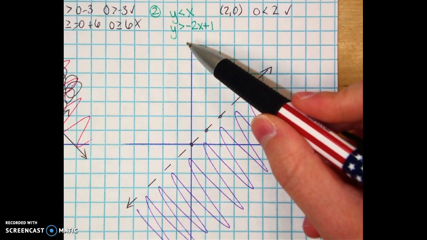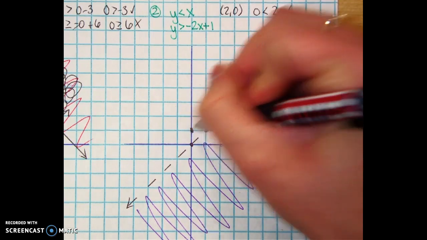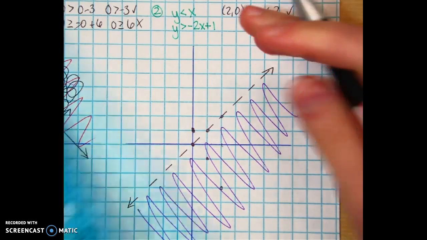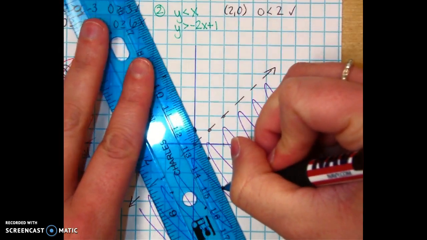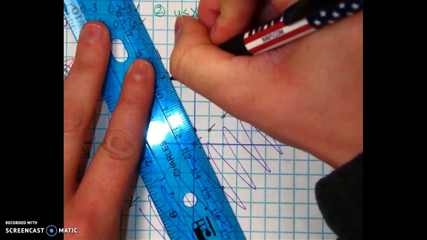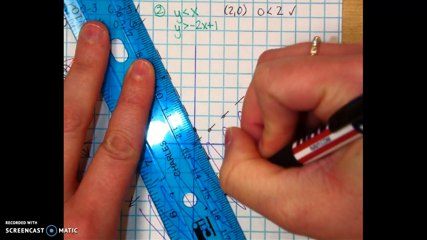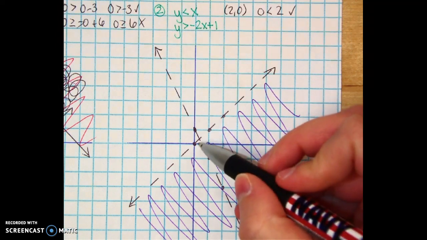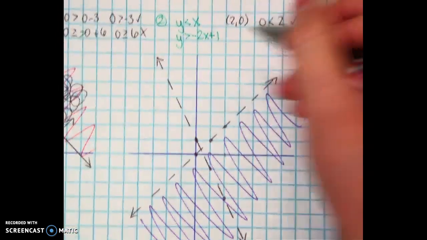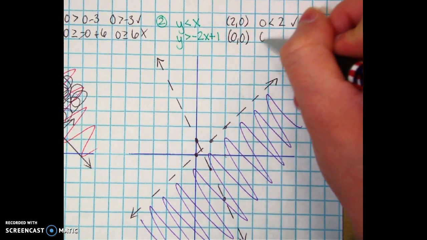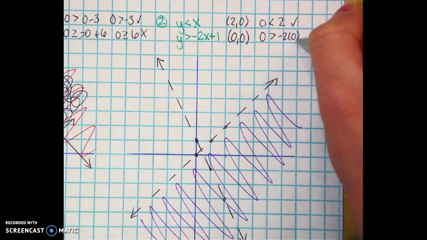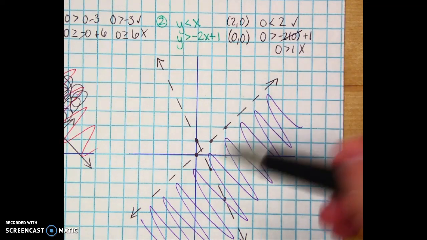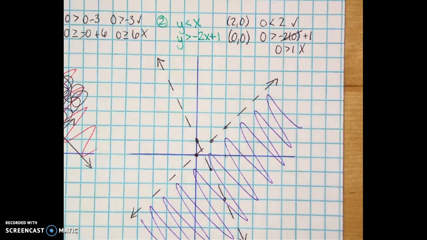Okay, this one is also a dashed line. I start at 1, and I go down 2 over 1. Okay, I can use 0, 0 for this one because it doesn't go through there. So 0, 0. And that would be 0 is greater than negative 2 times 0, that's gone, plus 1. So is 0 greater than 1? That's no, so I shade not this side, I shade the other side.